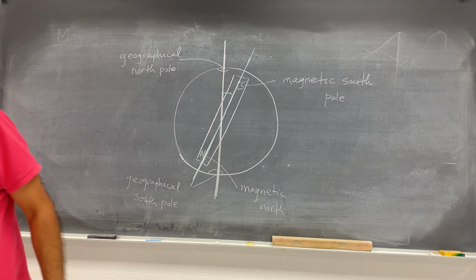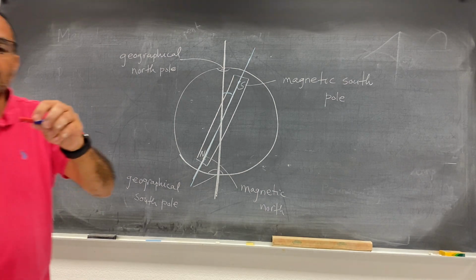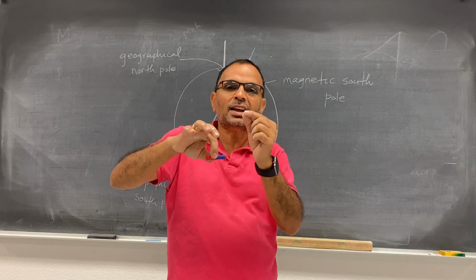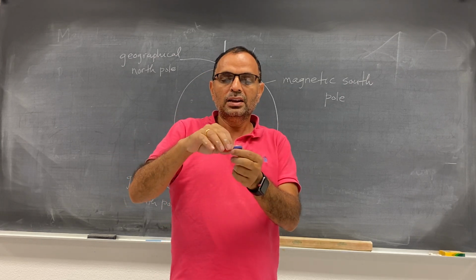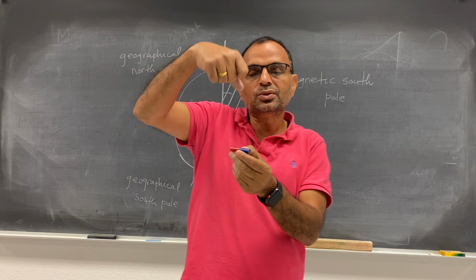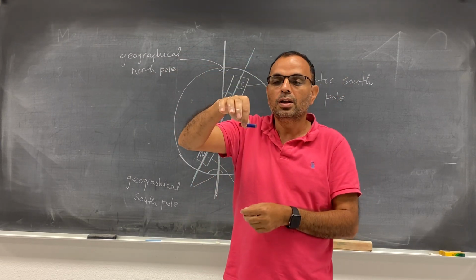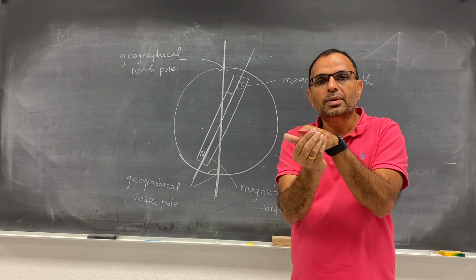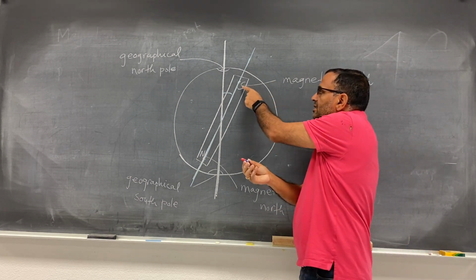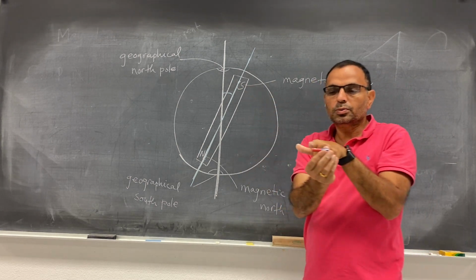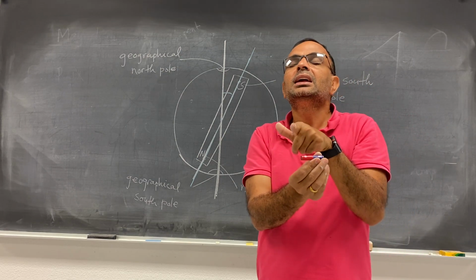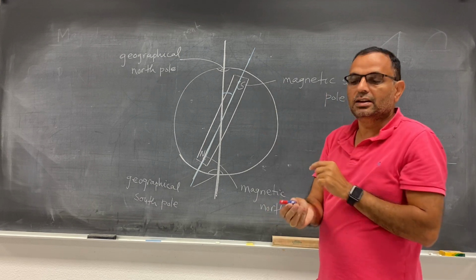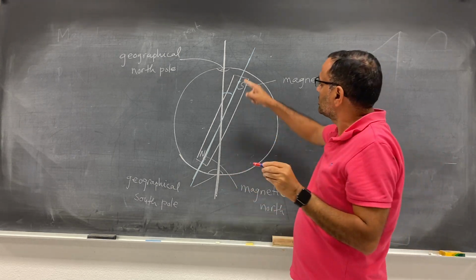But what you need to know is that near the geographical north there is a magnetic south pole. Now, if I suspend this bar magnet, the compass needle being a tiny bar magnet, using a thread, the north pole of this bar magnet is attracted by the magnetic south pole of the Earth magnetic field.